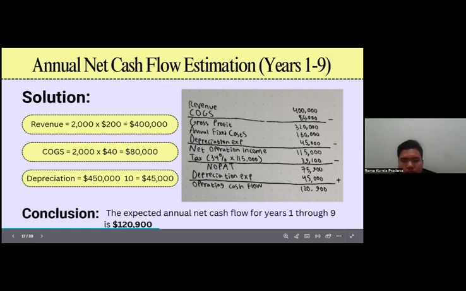we get a net operating income of $115,000. Then we apply the 34% tax rate, we get $39,100, and then we add back the depreciation expense to arrive at the operating cash flow of $120,900, which can be summarized: the expected annual net cash flow from year 1 to year 9 is $120,900.